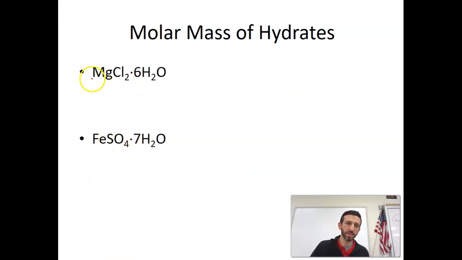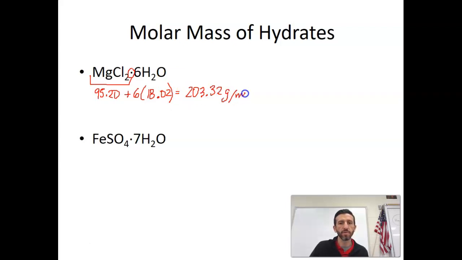Well, for the first part, you would add 1 magnesium and 2 chlorines like you do anything else. So for the sake of time, I'm going to tell you that magnesium chloride is 95.20. But then we have to add, and this is what's confusing, we are not multiplying, we are adding 6 water molecules which have a mass of 18.02. Okay, so that is 203.32 grams per mole for the molar mass of this hydrate. Okay, so pause the video again, see if you can do the next one.